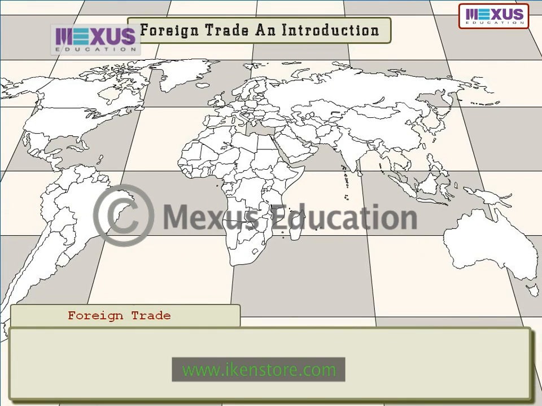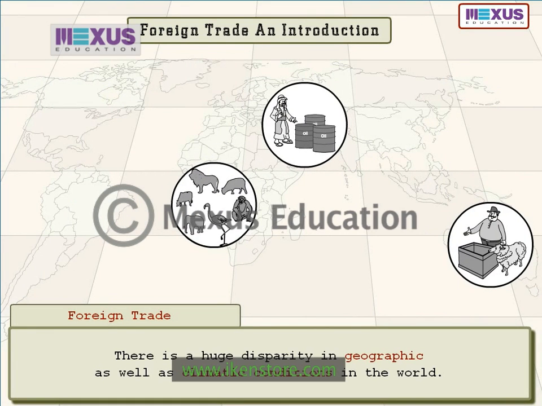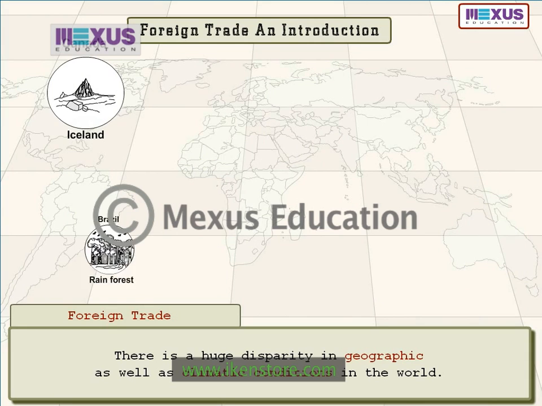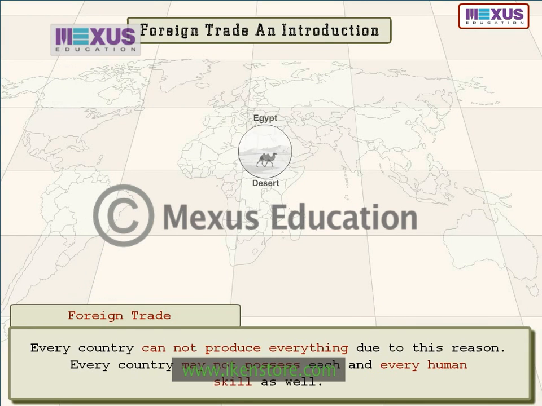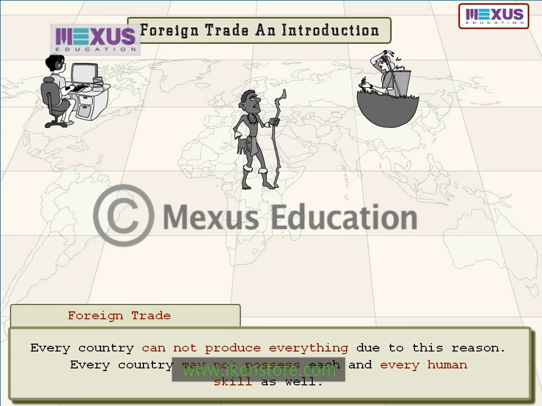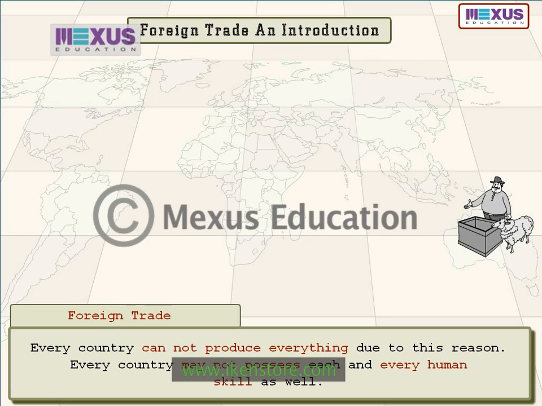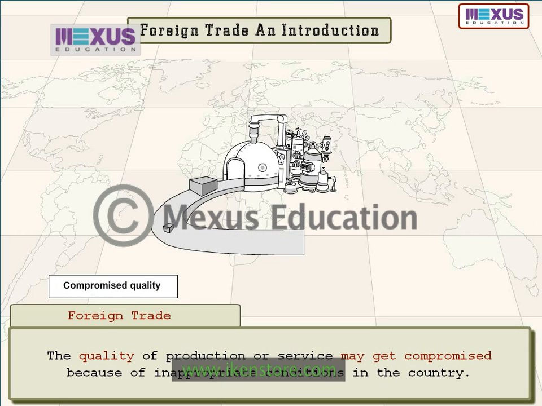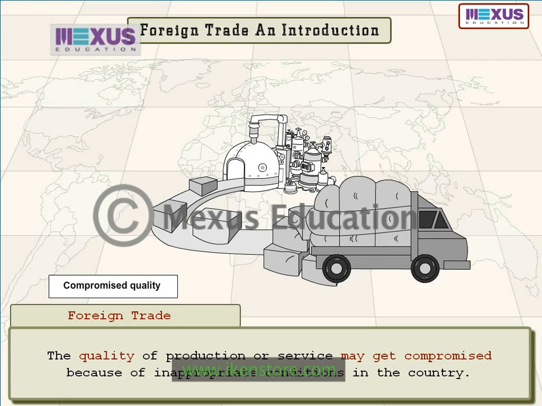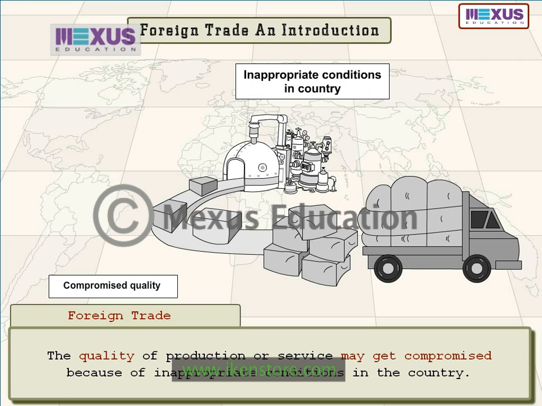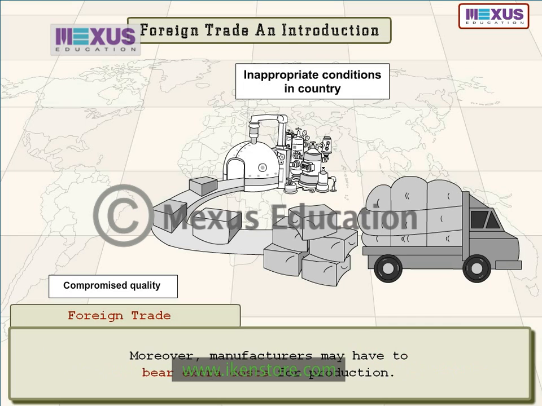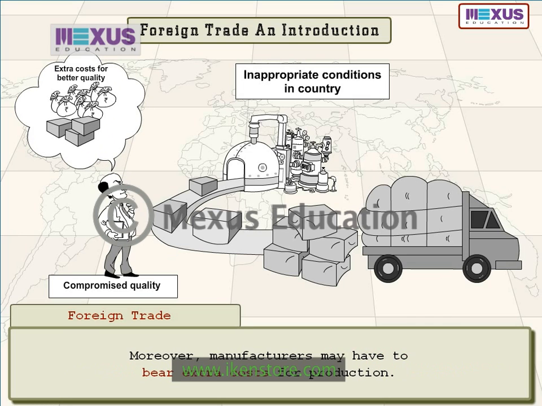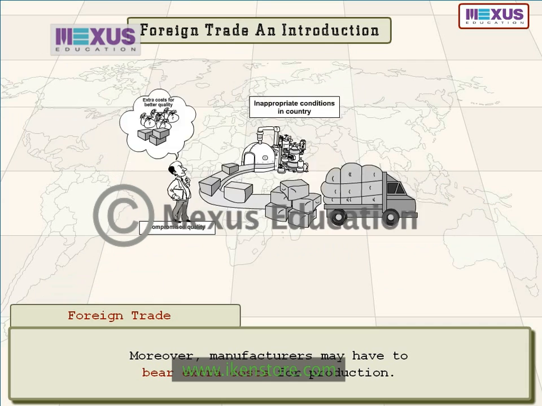Foreign trade. There is a huge disparity in geographic as well as climatic conditions in the world. Every country cannot produce everything due to this reason. Every country may not possess each and every human skill as well. The quality of production or service may get compromised because of inappropriate conditions in the country. Moreover, manufacturers may have to bear extra costs for production.